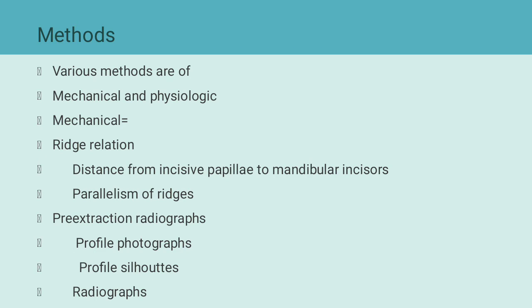In the mechanical method, there are various methods. The first one is ridge relation, which is the distance from the incisive papilla to the mandibular incisor. The next one is parallelism of ridges. The next one is pre-extraction radiographs. In pre-extraction radiographs, we consider many methods, that is profile photographs, profile seal out, and radiograph.